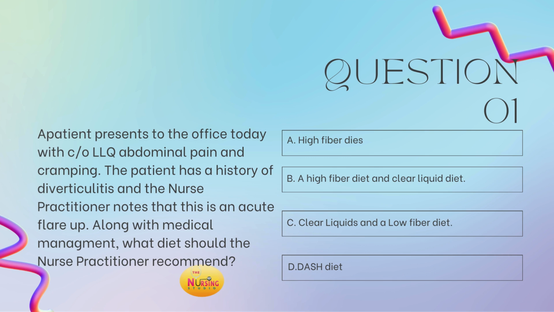So patients with diverticulitis have a history of potential constipation, diarrhea, things of this nature. So they do recommend your whole grains and things to kind of help along when you're not in a flare up. But if the question states that this is an acute flare up, you want to give that GI system rest. So they need to do clear liquids and a low fiber diet. So C is your best answer.